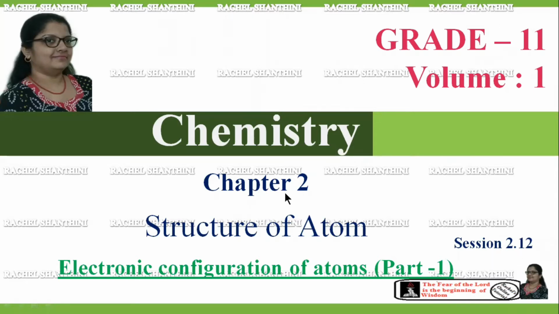In this session from chapter 2, Structure of Atom in grade 11, we are going to discuss the electronic configuration of first 20 atoms in part 1. Before getting into today's concept, let us recall all the topics that we have discussed in the previous sessions.